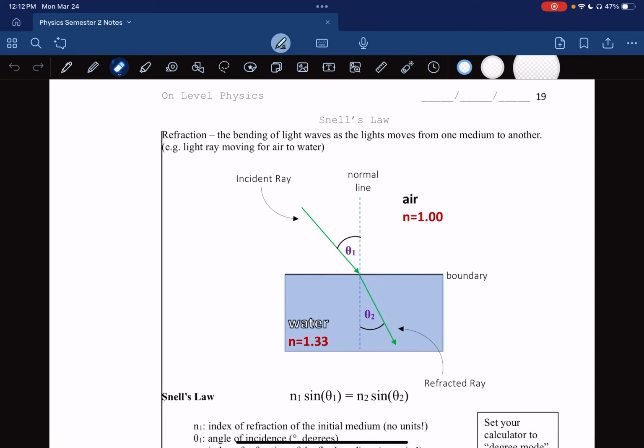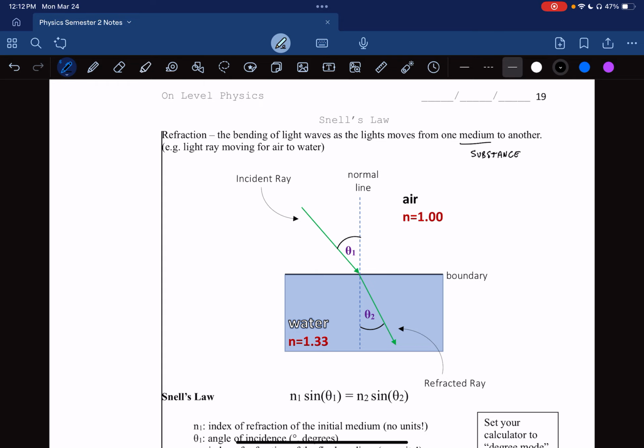Okay, this is refraction. Refraction is the bending of light waves as light moves from one medium to another. So recall that medium just means some substance, some material.